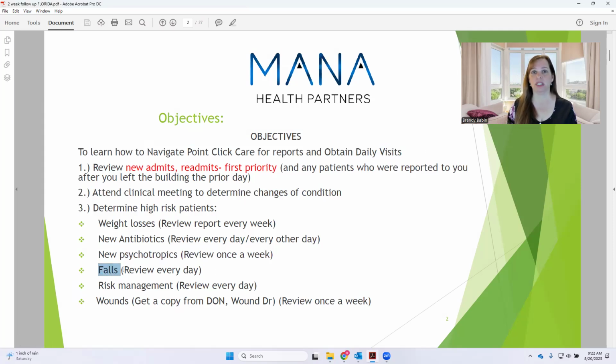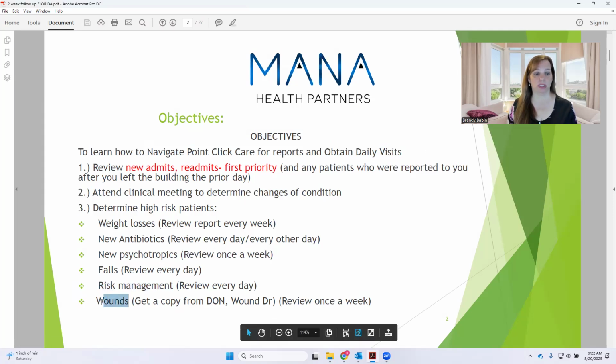These are going to be the ones that are starred on your little list, and those are going to be your priority patients of the day, making sure that the falls that were over the last 24, 48 hours, if it's the weekend, those are addressed immediately. Any kind of risk management, which includes falls, but also includes new wounds, any resident to resident altercation. Those are priority patients for me as well.